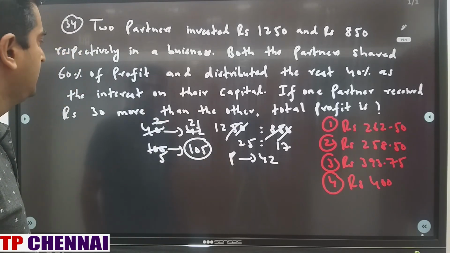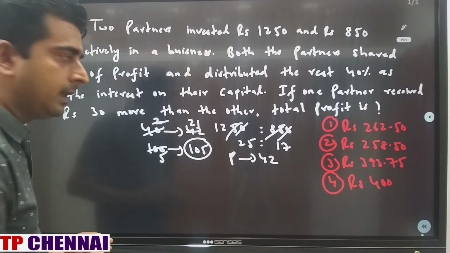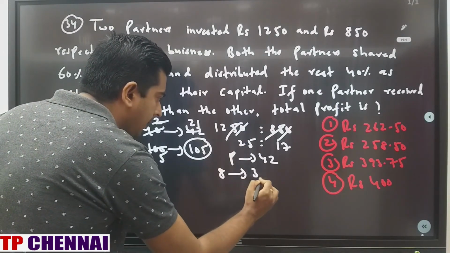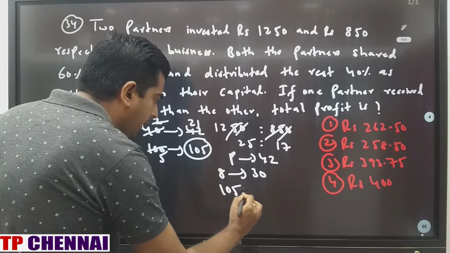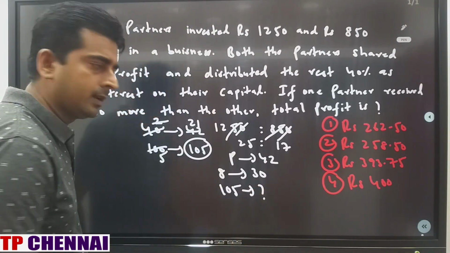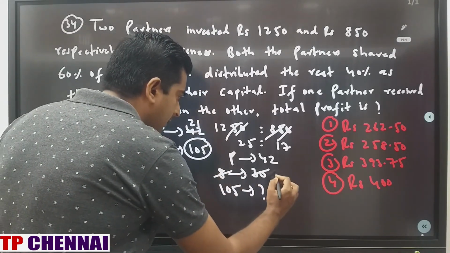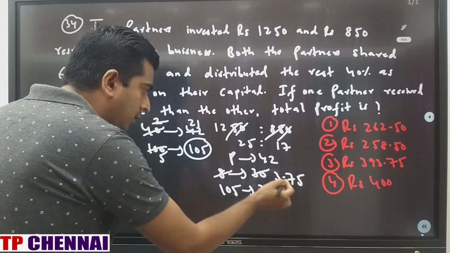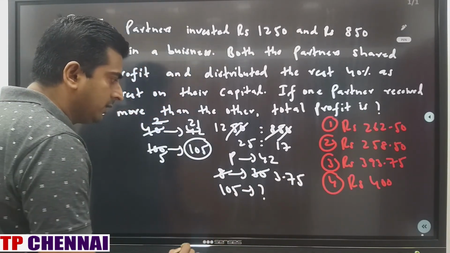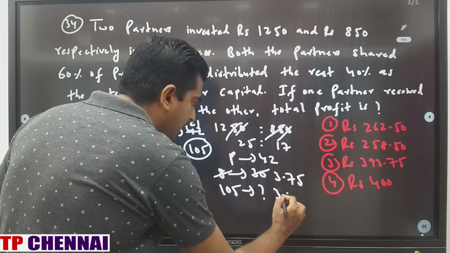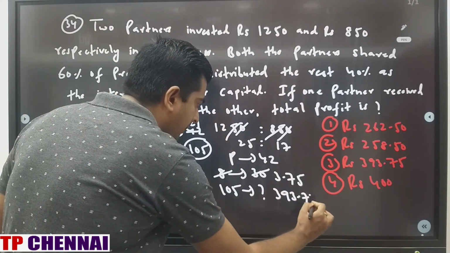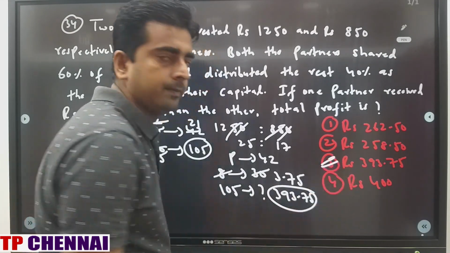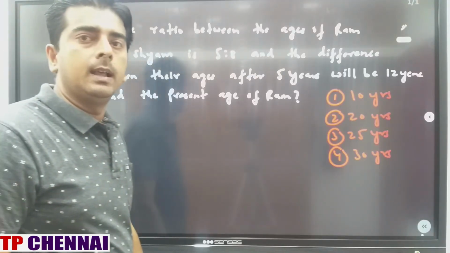If one partner received rupees 30 more than the other, here how much difference is there in the profit? 8. 8 part is how much? 30. So 105 part is how much? That's all, right? So 8 3s are 24, 8 7s are, 8 5s are. When you multiply 3.75 into 105, you will be getting 393.75, which is the third option. So now we will see the last question.